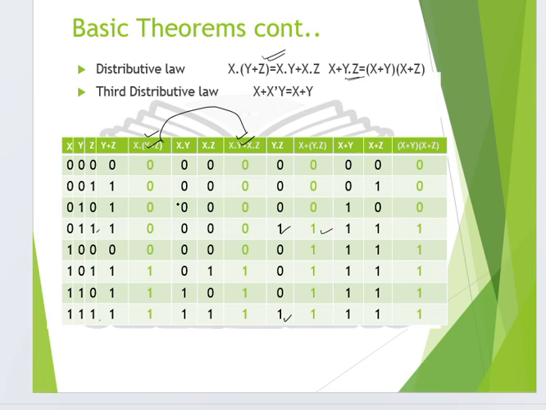Now x plus y. If any of the inputs is 1, the output will be 1. For the first case both are 0, second case both are 0, third case 1 is 1, so it is 1. Fourth case it is 1, so again it is 1. Fifth case, the value of x is 1, so it is coming 1. For this case the value of x is 1.